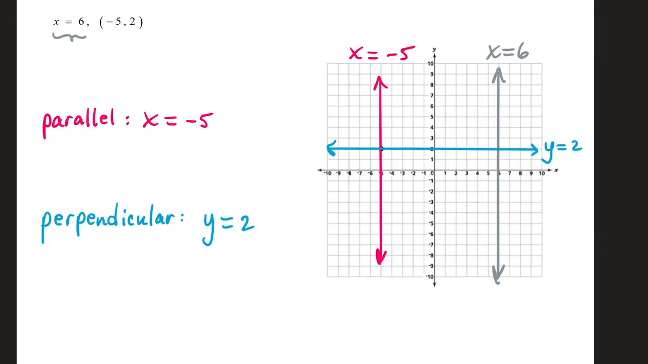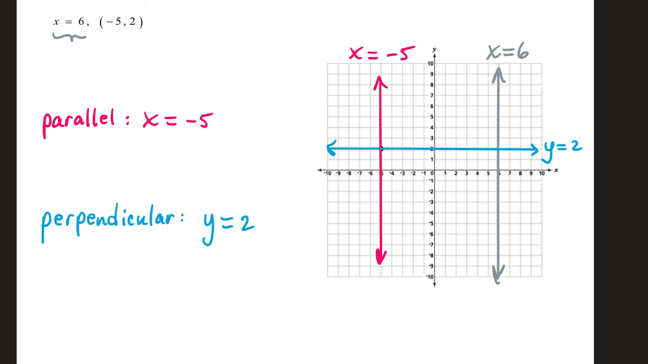And finally, we have another line given. This time we have a vertical line, x equals 6. That's over here in gray. A vertical line will pass through all points such that the x coordinate is 6. If we're going to be parallel to that and go through the point (-5, 2), we have to have another vertical line. A vertical line going through the point (-5, 2) would contain only x values of -5.